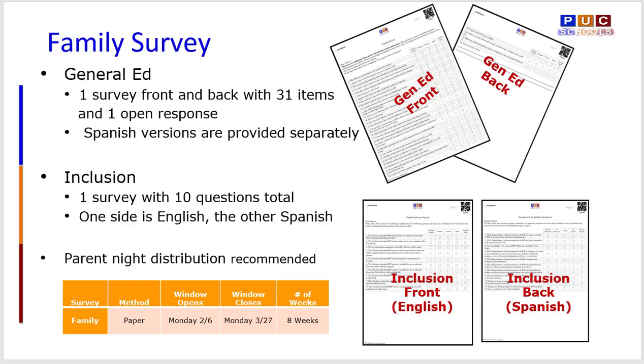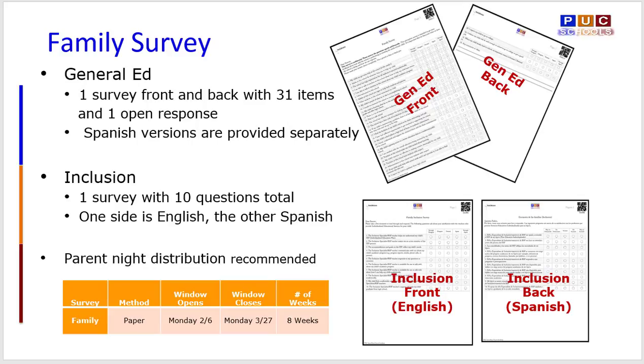For the family survey, you should have already received the box from Panorama Ed. The box should contain a set of general ed family surveys that has 31 multiple choice questions and one open-ended response. The survey itself is 2 pages long, printed on 1 page front and back. There are also Spanish versions of the General Ed survey that are packaged separately for your convenience.